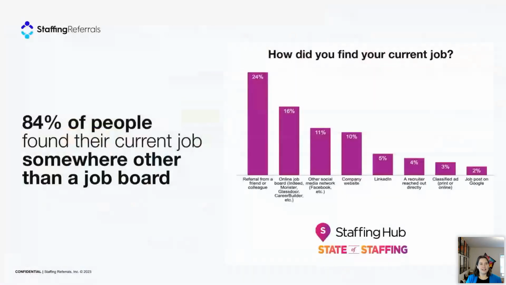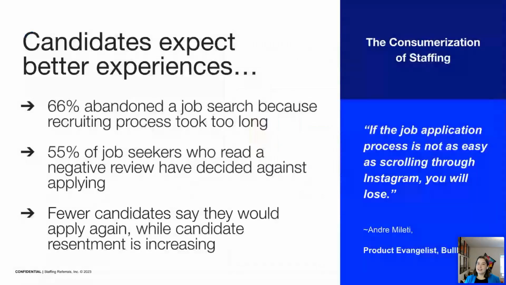Here's some additional data to support that claim. Last year, we asked almost 600 people where they found their current job, and only 6% said job boards. The largest single source where people found their job was a referral from a friend or colleague at 24%. And just another small sneak peek, we have asked the same question this year, and that referral number has gone up to 28%.